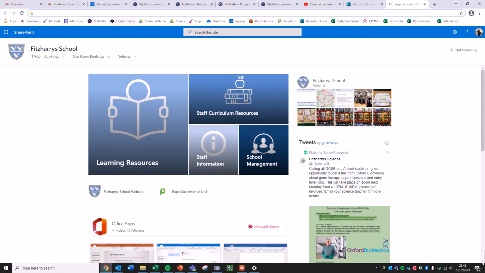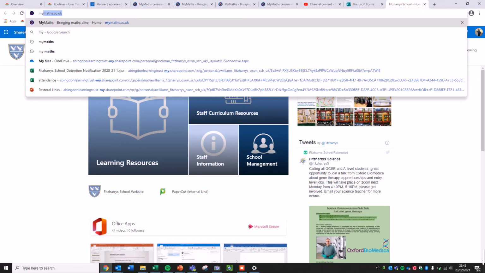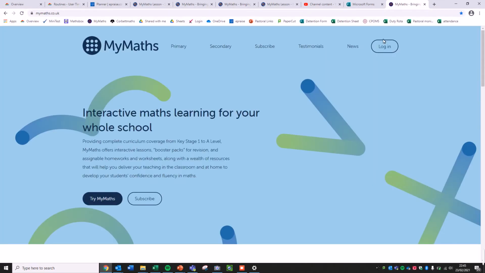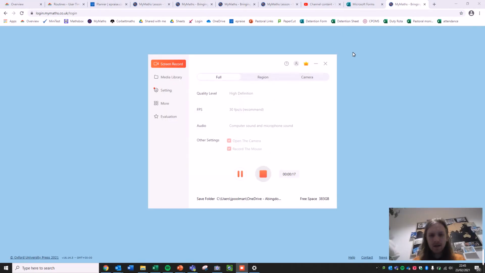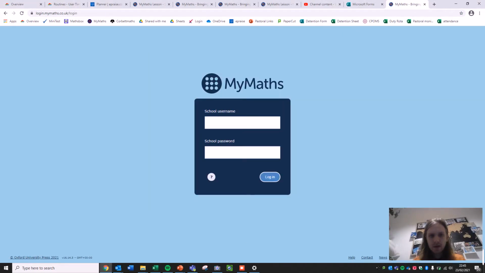Today we're going to do some work on multiplying fractions. I'm going to ask you to go to MyMaths, so go to mymaths.co.uk and then log in with Fitzharris and Factor. Oh, sorry, just checking everything's working. Yep, log in with Fitzharris and Factor.